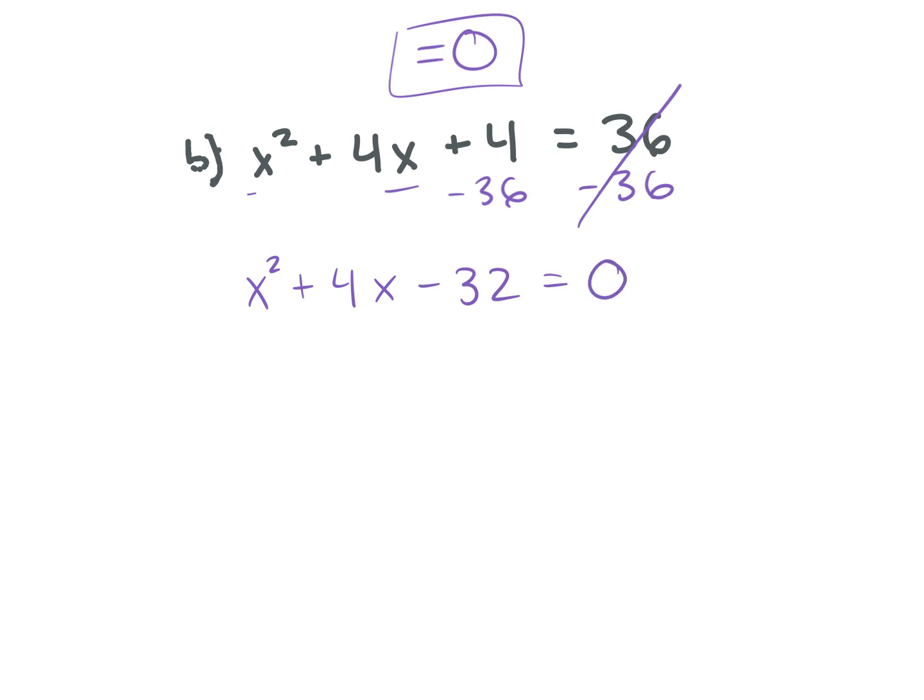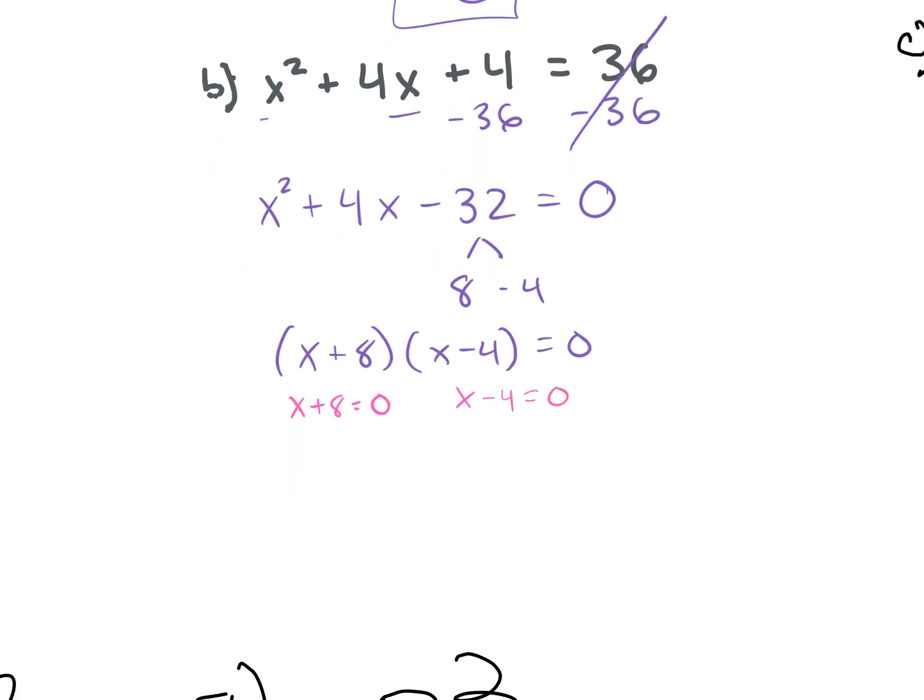So now I can factor this. What are 2 factors of negative 32 that add to 4? 8 and negative 4, perfect. So in my parentheses, I have x plus 8 and x minus 4. What should I do next? Set them both equal to 0. So x plus 8 is equal to 0. x minus 4 is equal to 0. And then I just solve these 2 equations separately.